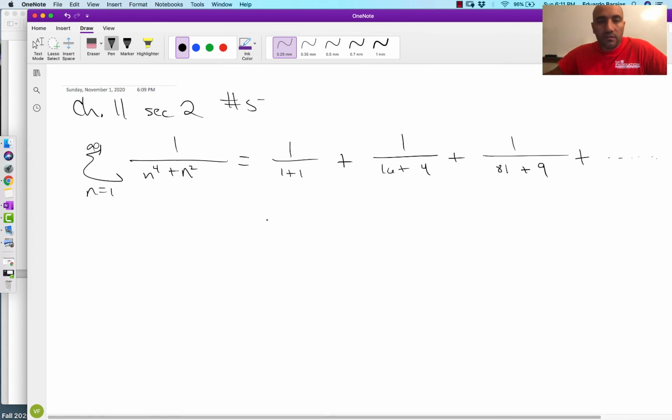Okay, so these are the values of the series. That's going to be 1/2 plus 1/20th plus 1/90th, plus dot, dot, dot. Okay, so you keep going that way.